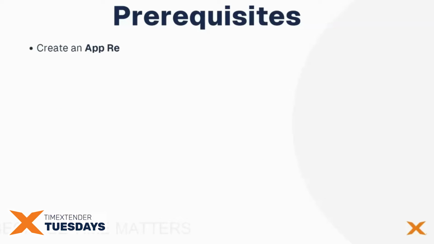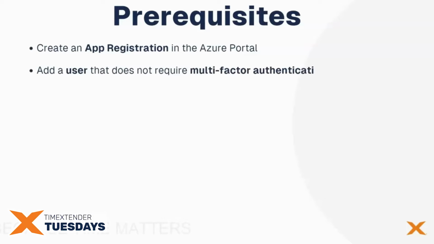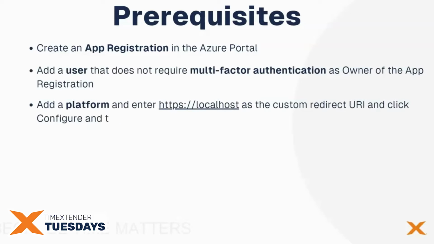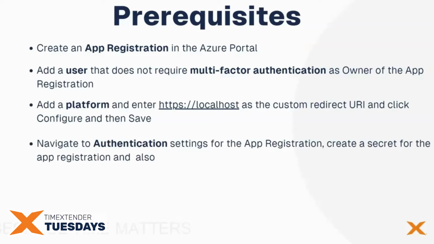The first one is to create an app registration in the Azure portal. And secondly is to add a user that does not require multi-factor authentication as the owner of this app registration. Now the third one is to add a platform and enter localhost as custom redirect URI and click configure and then save.